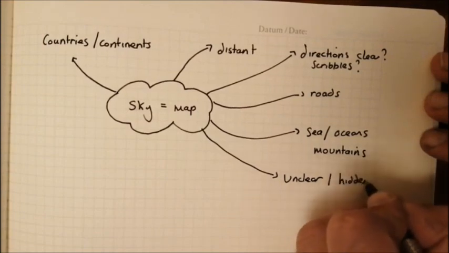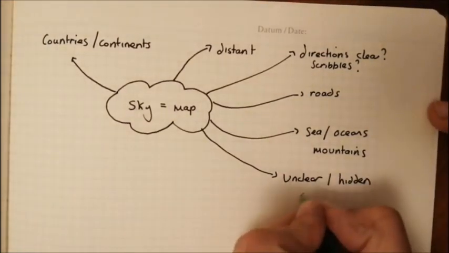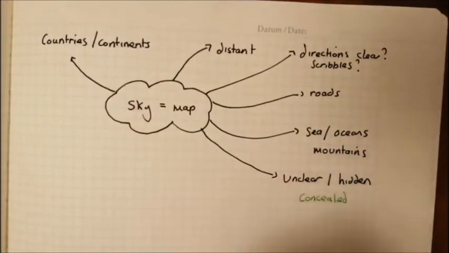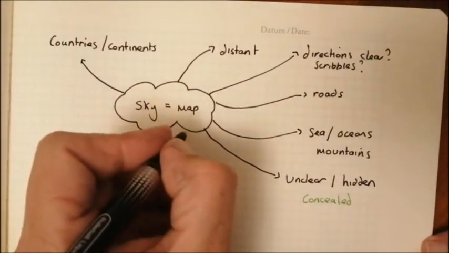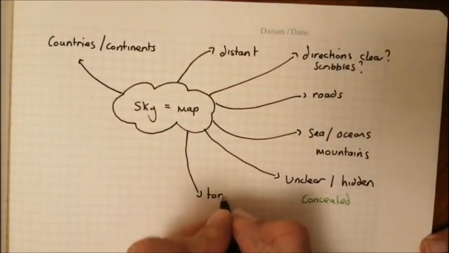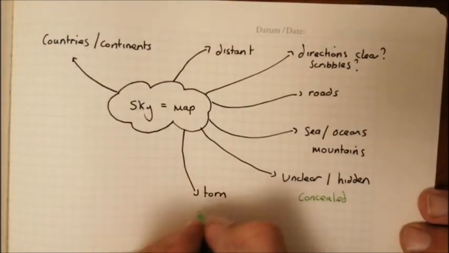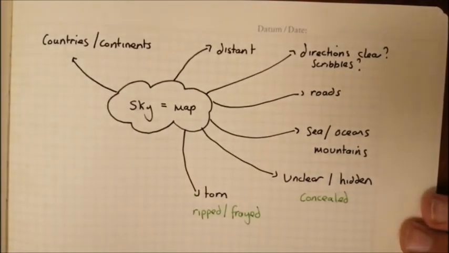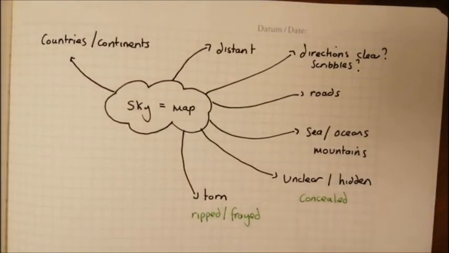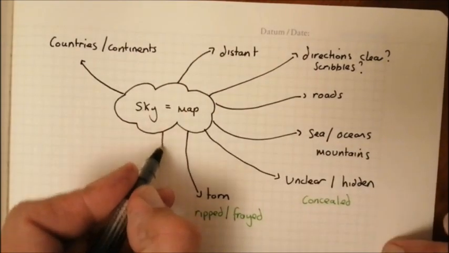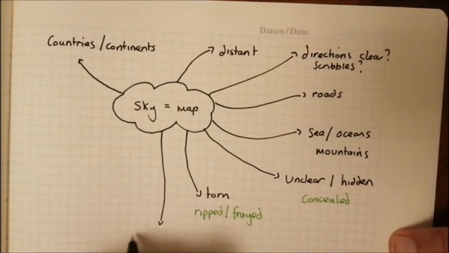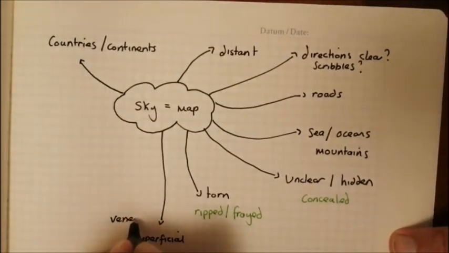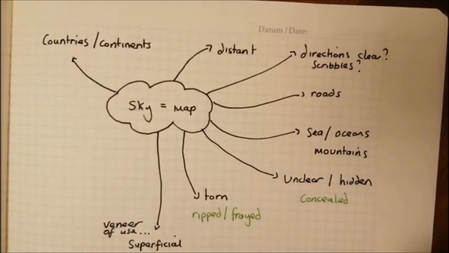So I've got this sense that everything is unclear. Maybe something is hidden. And the word that we used from last lesson was this idea that things were concealed. So I can reuse that. In some senses, I think that this map looks torn, like it's ripped. And that, again, ripped is something we used last lesson. It's ripped or it's frayed. And it doesn't give us the right directions. It gives us the wrong ones. So in a sense, it looks useful, but is actually superficial. It has a veneer of use, but is really superficial.